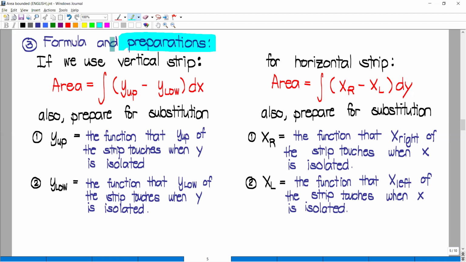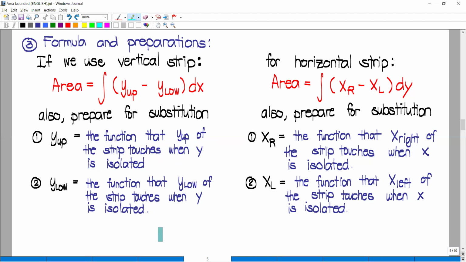So in this step number 3, there is the term preparations. Assuming that we are all beginners in solving area bounded, these are some helpful preparations. Since the formula for the vertical strip uses y up and y low, we must prepare what that y up is and what that y low is. The y up is the function that the y up of the strip touches, and we are going to isolate the letter y of that equation.